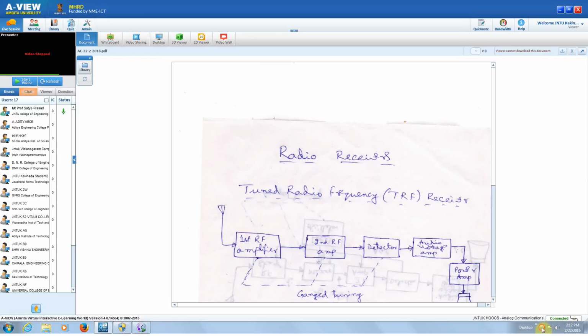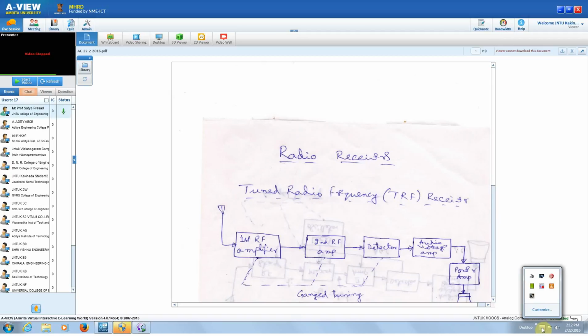Having a radio transmitter and a radio receiver along with the channel. And we have seen in detail about the radio transmitter using both amplitude modulation and frequency modulation. Right? So now we will see the other part of your radio communication, that is a radio receiver.